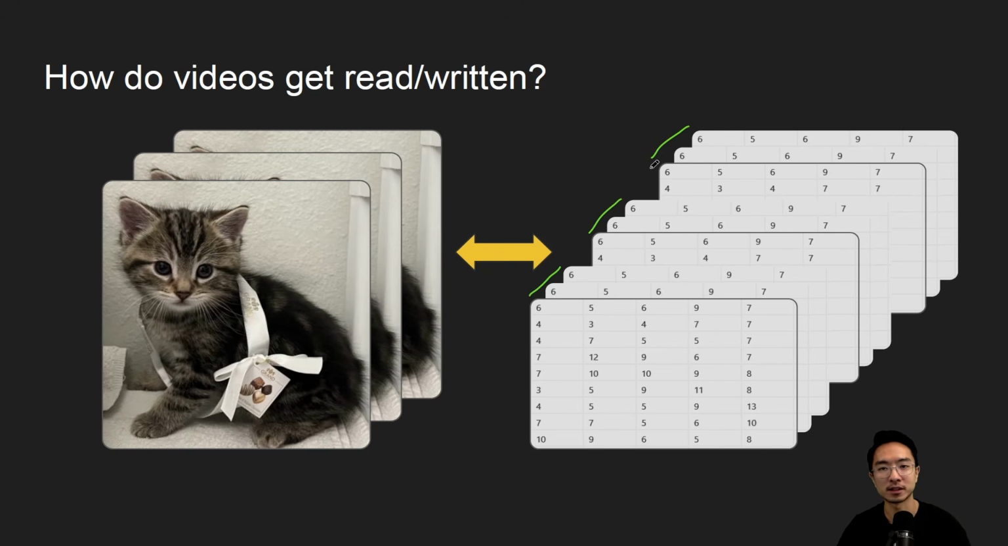So we're passing matrices back and forth, and each time we get a frame, we're going to have an m by n by 3 dimension matrix. Okay, so that's how we're passing the data back and forth.